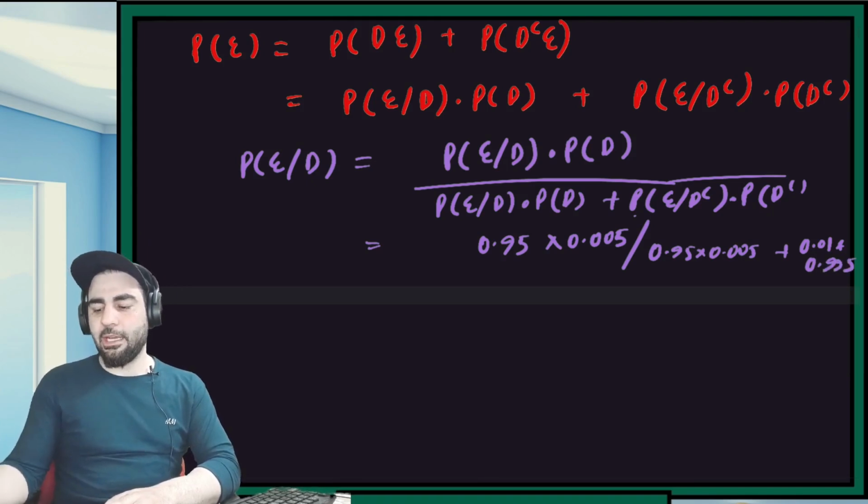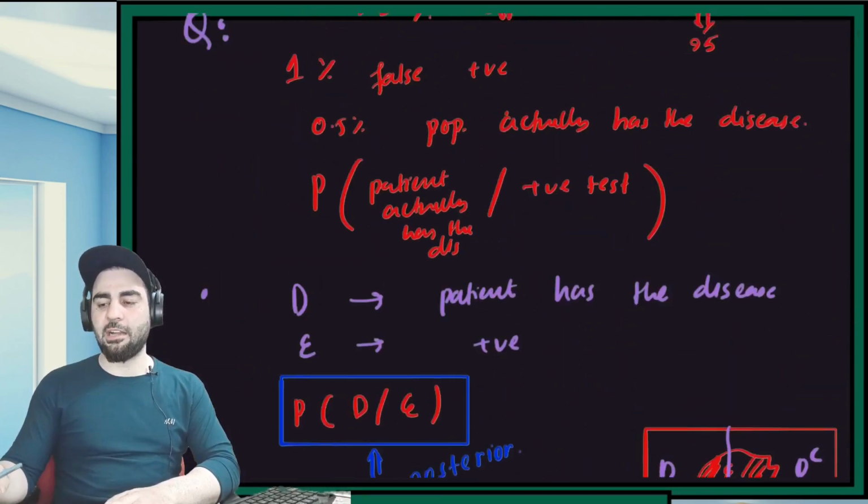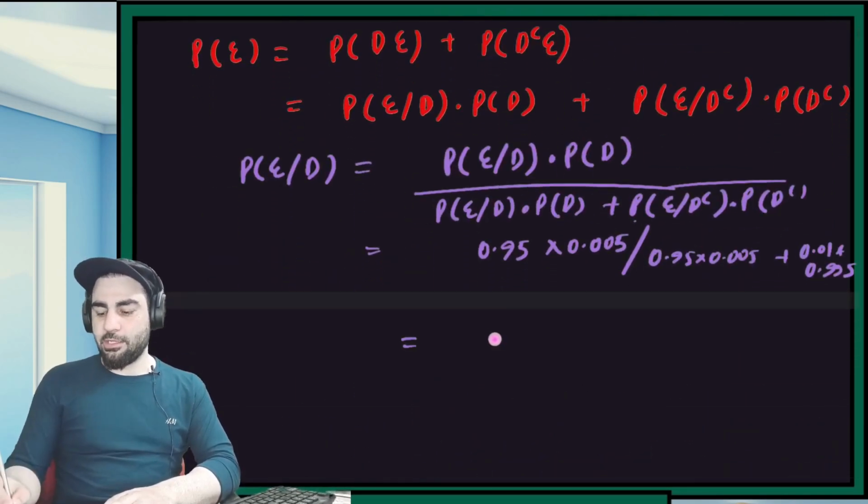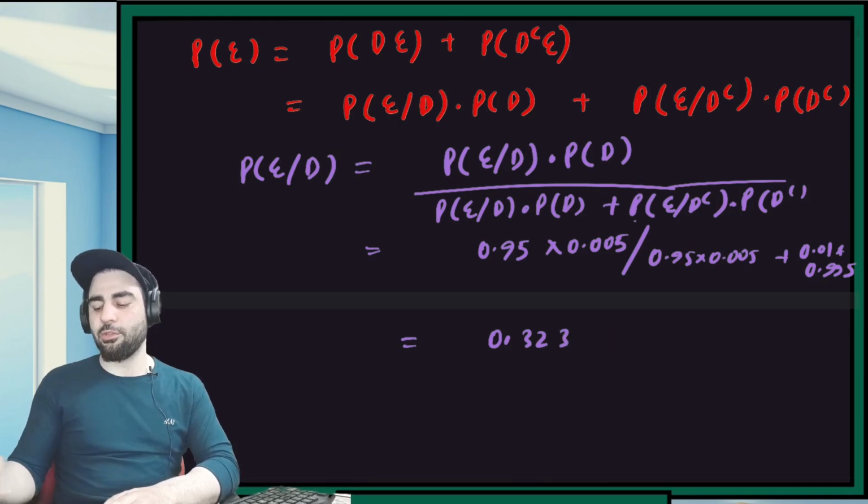That is 0.995. Only 0.5% have the disease, so you just have to do 100 minus that much. I think this comes out to be this much. So the answer over here is 0.323, so around 32%.